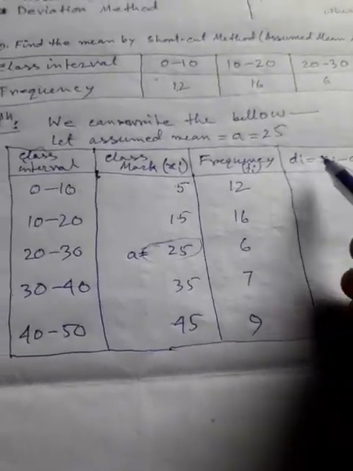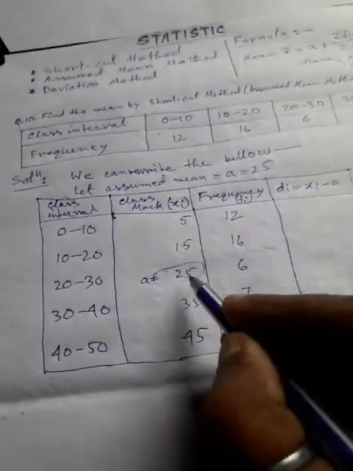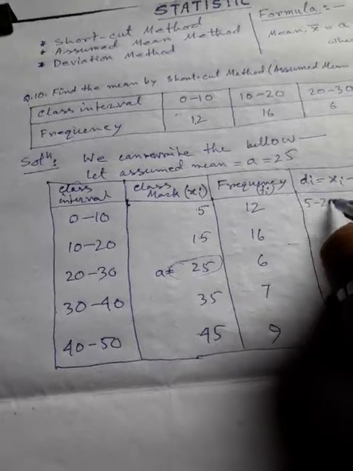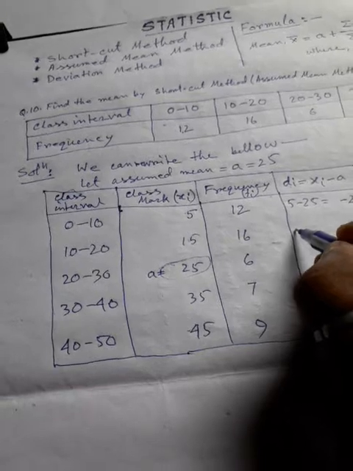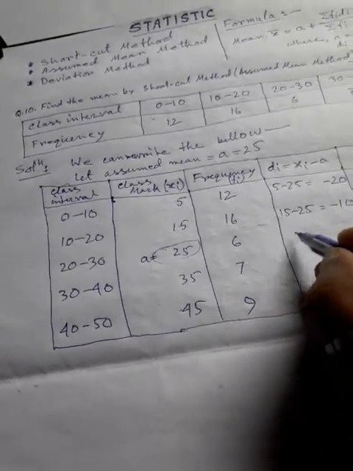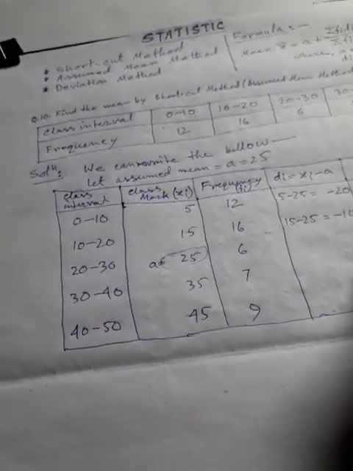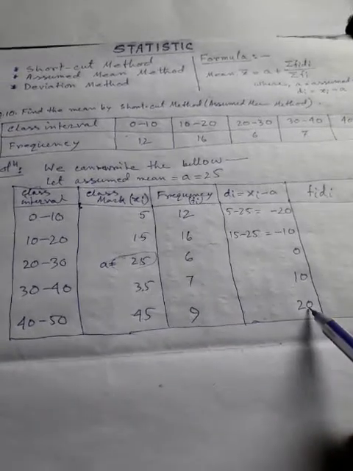Now di is equal to xi minus a. 5 minus 25 is equal to minus 20. 15 minus 25 is equal to minus 10. 25 minus 25 is 0. 35 minus 25 is 10, and 45 minus 25 is 20.